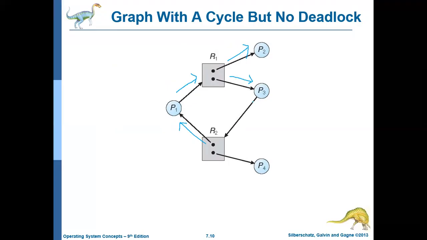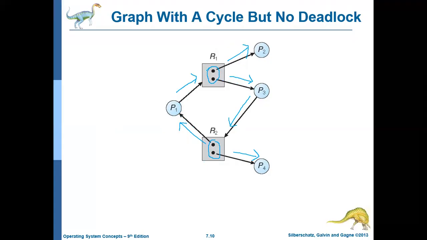And P3 is waiting for R2. But one resource of R2 is already allotted to P1 and another to P4. In this case, even though there is a cycle, from P1 to R1, then R1 to P3, then P3 to R2, then R2 to P1, this will not lead to deadlock. Here also the resources were not free. R2 has two instances, both were assigned. R1 also has two instances, both were assigned.